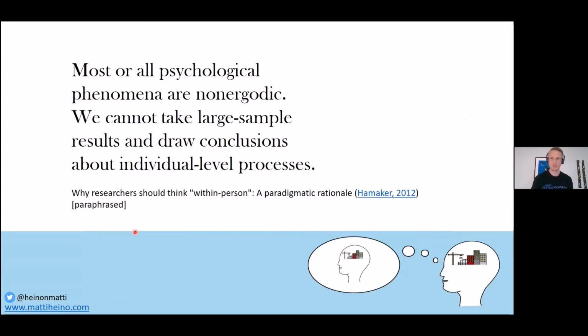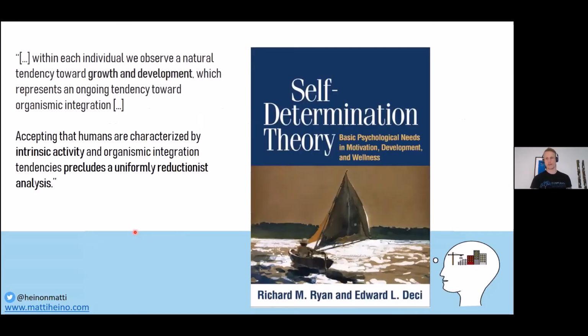And a problem is that most or all phenomena in psychology or behavior change are not ergodic, and we can't do this thing where we take a lot of people and conclude that these two things are connected or correlated on the individual level. And the thing is that we sort of know this. We know it from real life, but we know it from a theoretical point of view also.